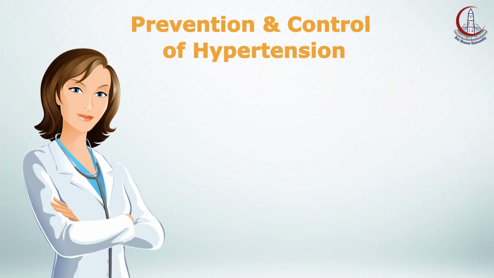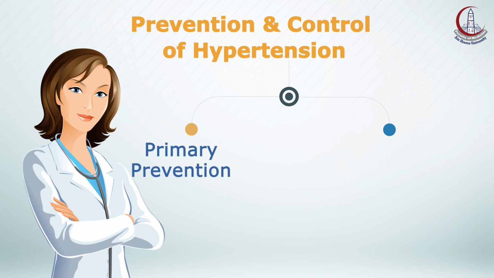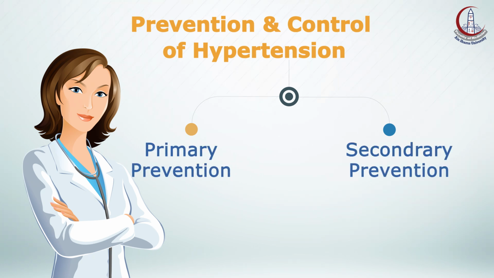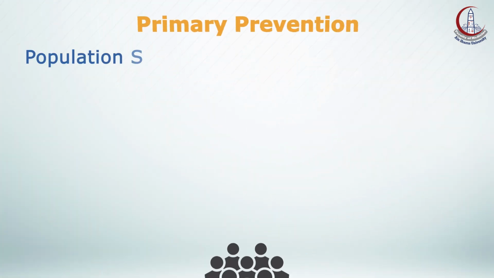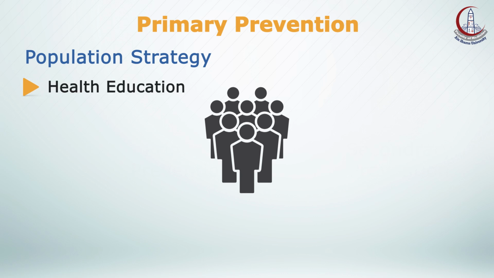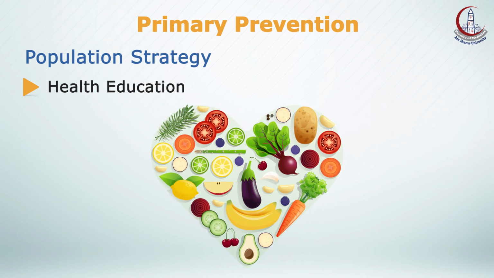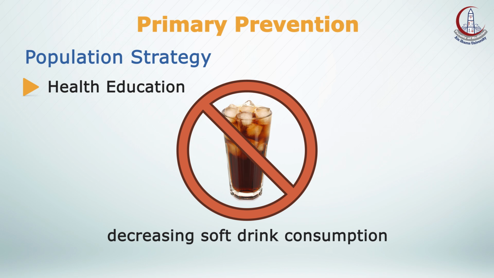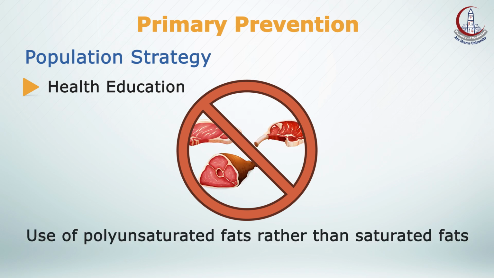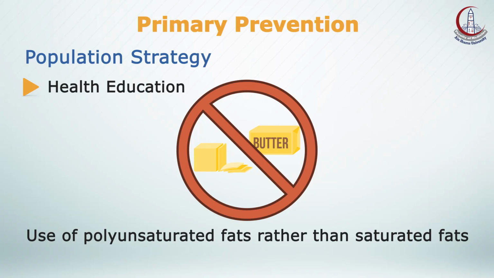Prevention of hypertension includes primary prevention as well as secondary prevention. Primary prevention includes population strategy and high-risk approach. Population strategy includes health education about reduction of the risk of developing high blood pressure in the population as a whole. As regards healthy diet, this is through decreasing salt and salty food intake, decreasing soft drink consumption, the use of polyunsaturated fats as vegetable oils, rather than saturated fats, as fats of animal origin.